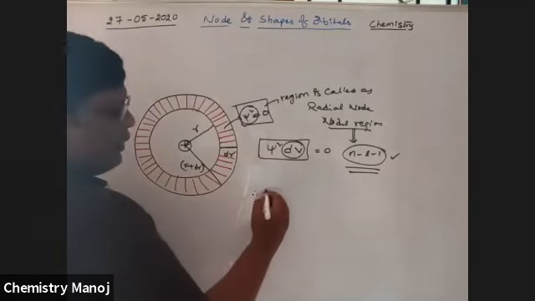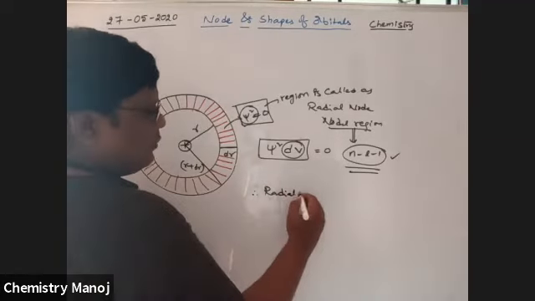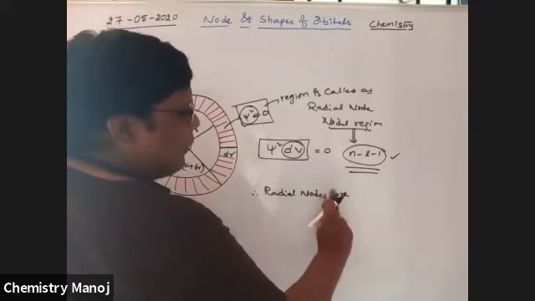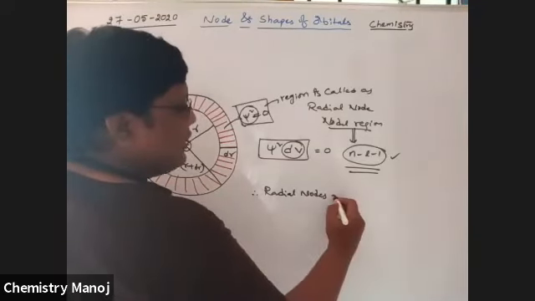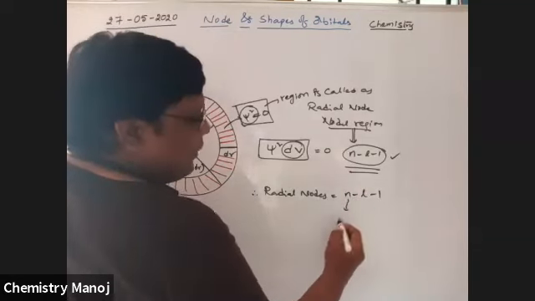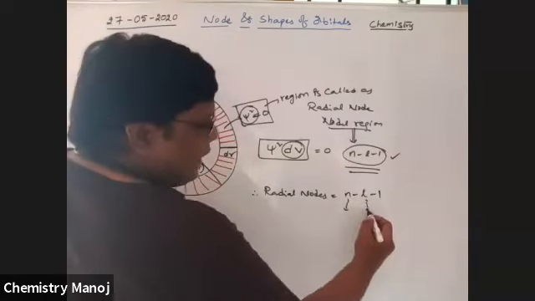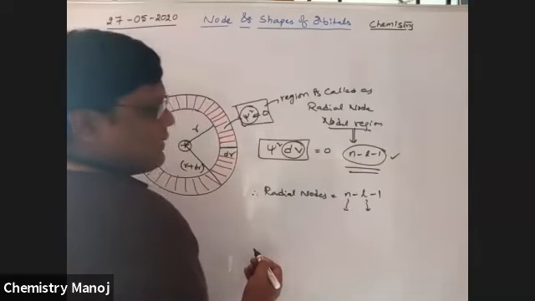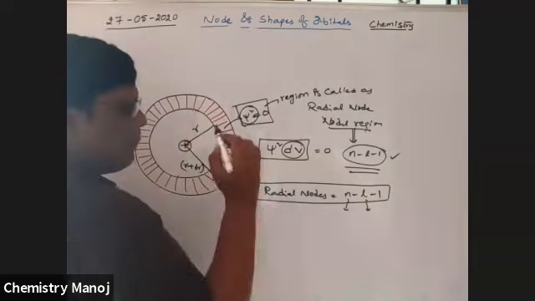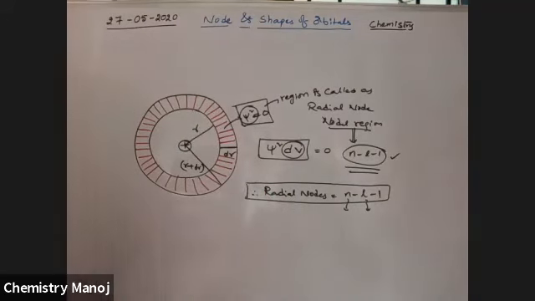Therefore, radial nodes are calculated by using the formula n − l − 1. Here n is the principal quantum number and l is the azimuthal quantum number. So this is the way to calculate the number of radial nodes.